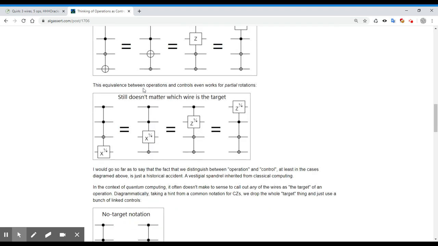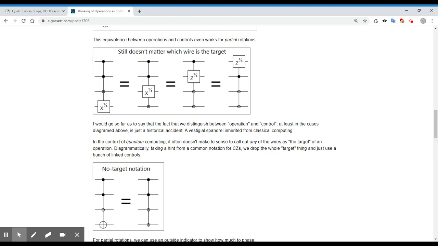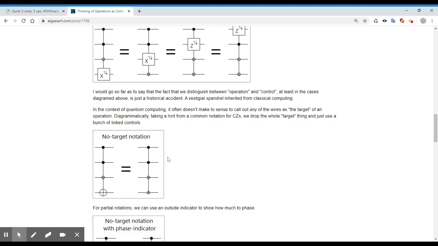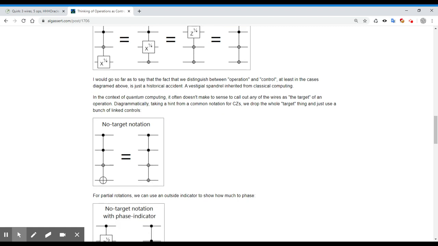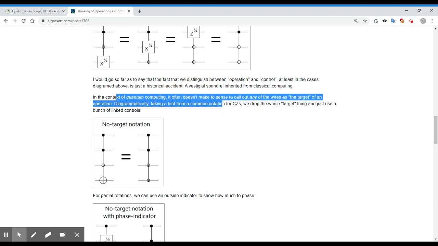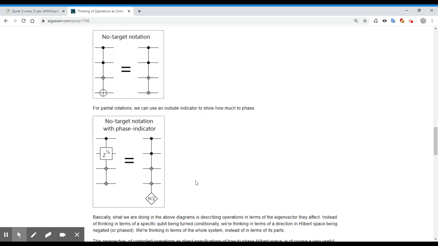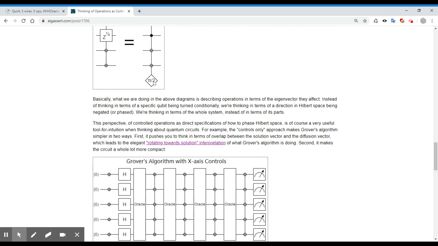This equivalence between operations and controls even works for partial rotations. I would go so far as to say that the fact that we distinguish between operation and control, at least in the cases in the diagram above, is just a historical accident. Agreed. A vestigial spandrel inherited from classical computing. In the context of quantum computing, it doesn't make sense to call out any of the wires as the target of any operation diagrammatically. Taking a hint from a common notation for CZs, we drop the whole target thing and just use a bunch of linked controls. For partial rotations, we can use an outside indicator to show how much to phase. That's a neat notation.